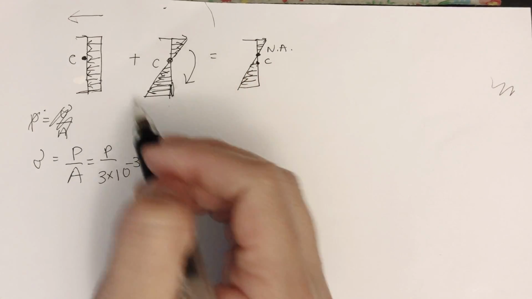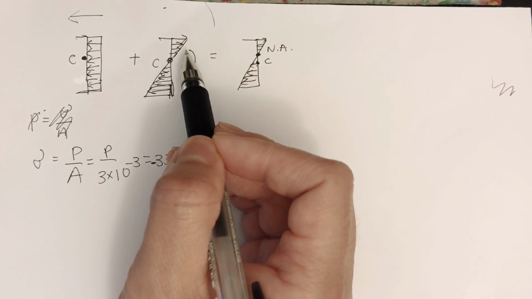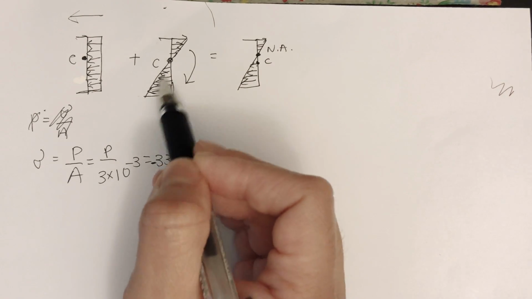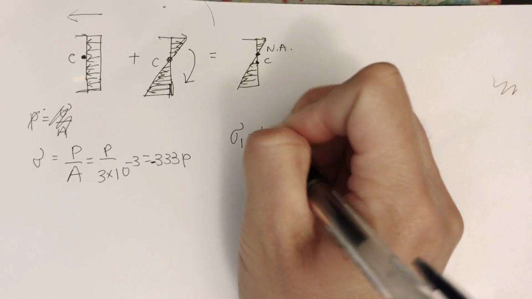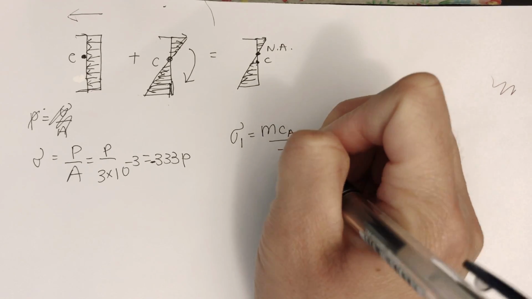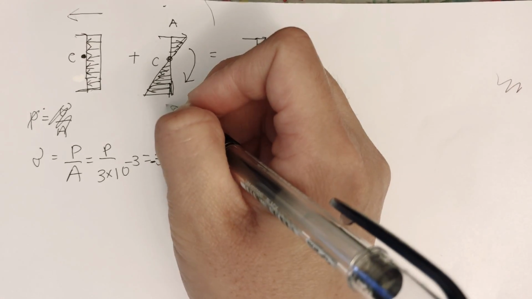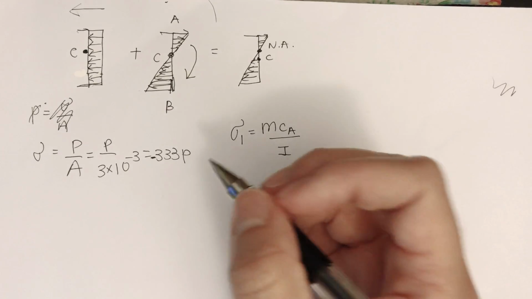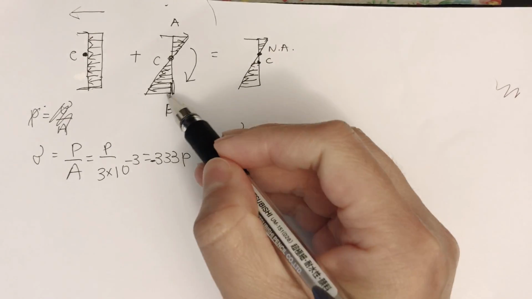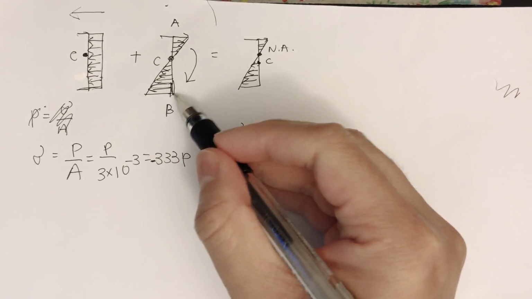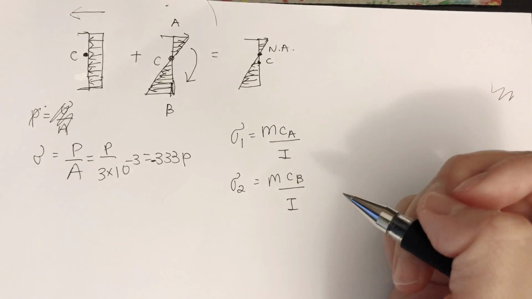So stress from the moment: the top area will be in tension, the bottom part here will be in compression. So let's do the top part. It's MC over I. The top is point A, the bottom is point B. Okay, and point B down here will be MC_B over I.